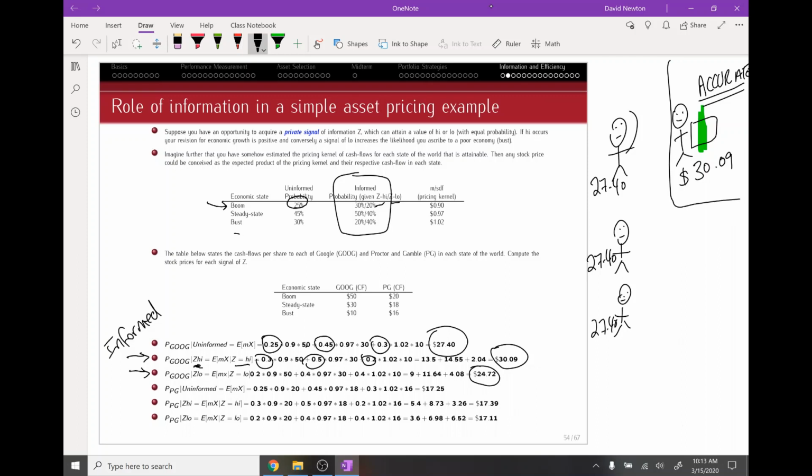Prior to the informed individual arriving, it's reasonable to assume that the stock price will trade at $27.40, because at any other price these traders wouldn't be willing to trade. If it's higher than that, they'd say, okay, I'm willing to sell, but they'd find no buyers. If it's lower than that, they're not willing to sell themselves, and again there are no transactions occurring. It's only when someone arrives with a different valuation that we can start having a trade occur.